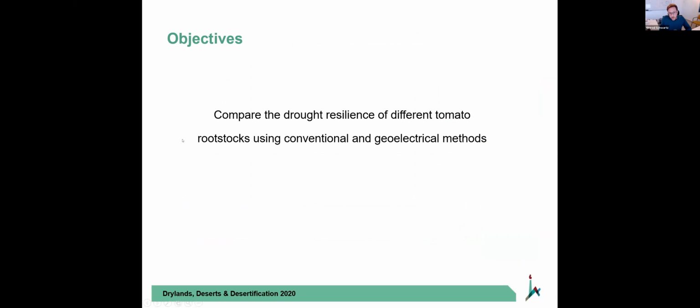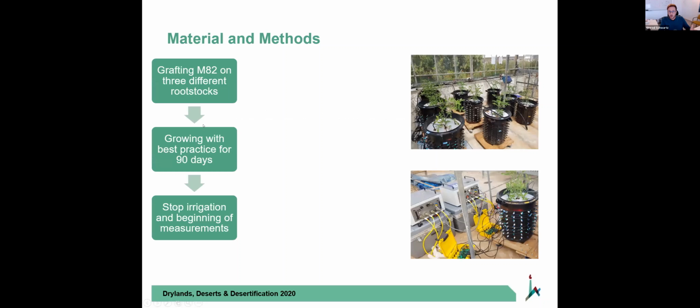So the objective of the project I'm going to show you here was to compare the drought resilience of different tomato rootstock using conventional and geoelectrical methods. So let's see what we did.